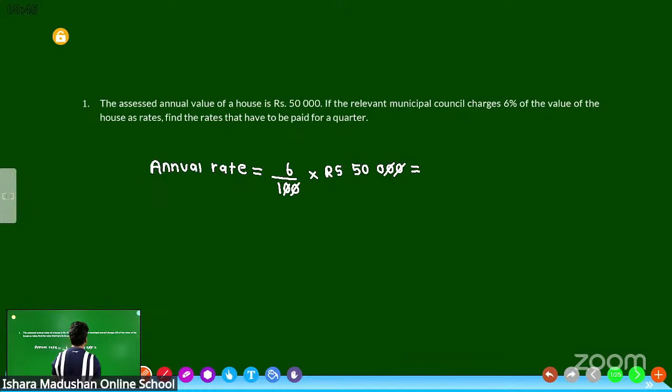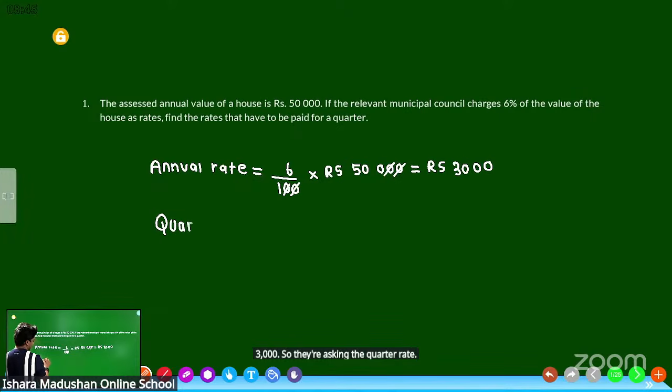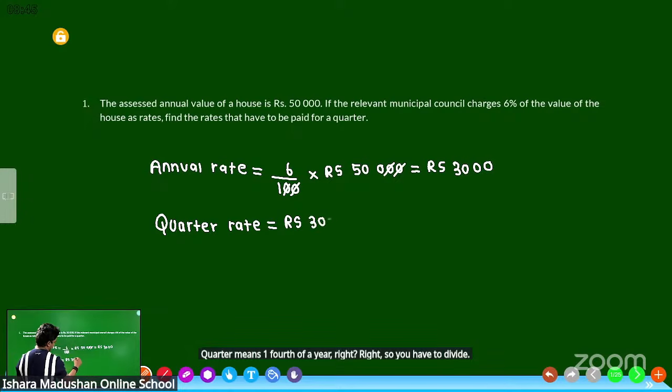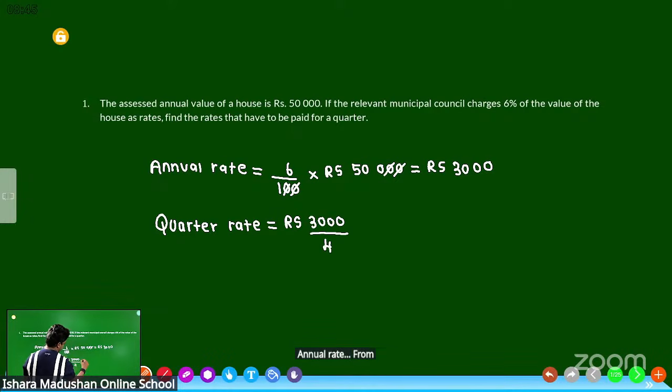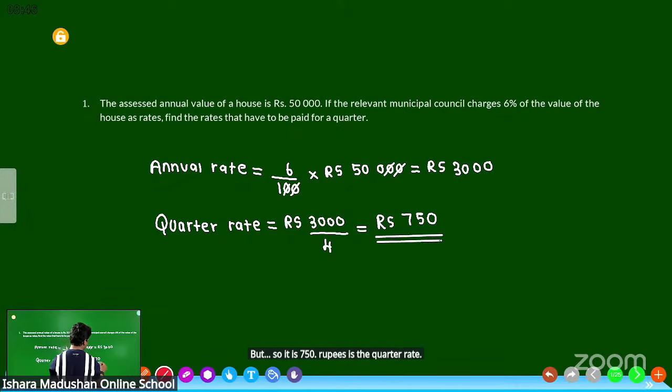It is 3,000. They are asking for the quarter rate. A quarter means 1/4 of a year, right? So you have to divide the annual rate by 4. How many 4s in 30? 7, right? 4 times 7 is 28, 2 remaining, 25. So 750 rupees is the quarter rate.